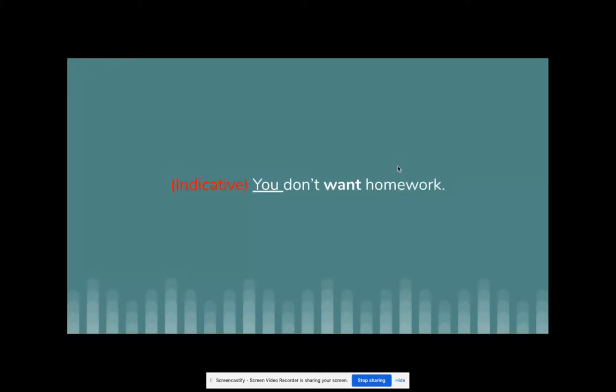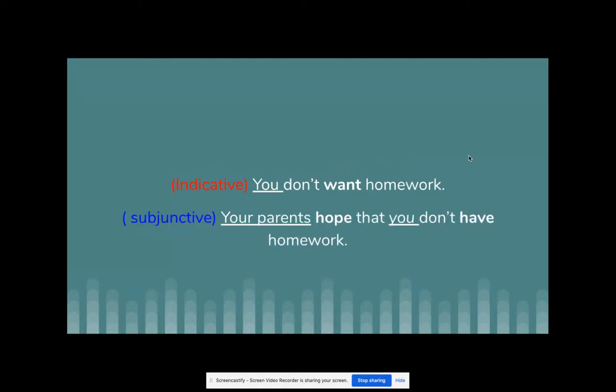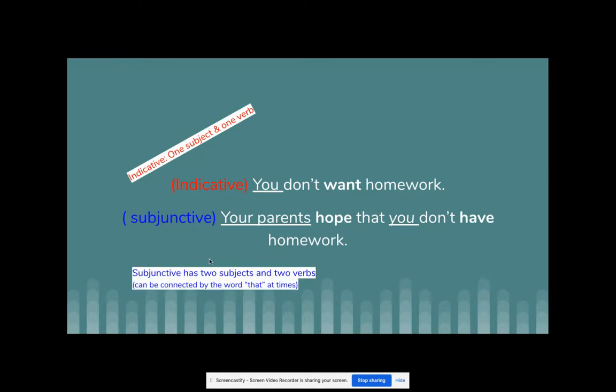Now, let's look at some English comparisons. Indicative, which is stating facts, is you don't want homework. Subjunctive is saying your parents hope that you don't have homework. Now, a big difference is that the indicative has one subject and one verb, you want, and the subjunctive has two subjects and two verbs. Your parents hope, you have. Okay? And I know don't's in there, but the big thing is have. So parents and hope and you and have are the two biggest ones. That is one big, big, big takeaway.